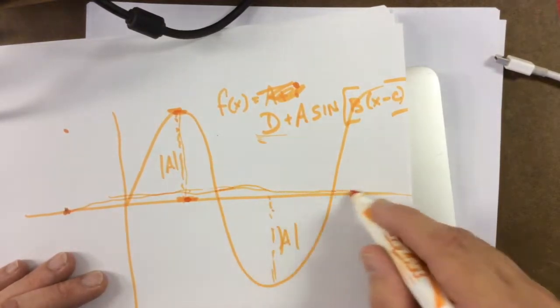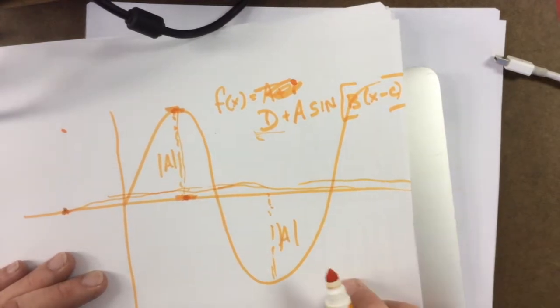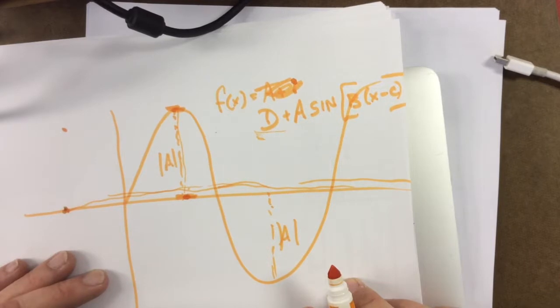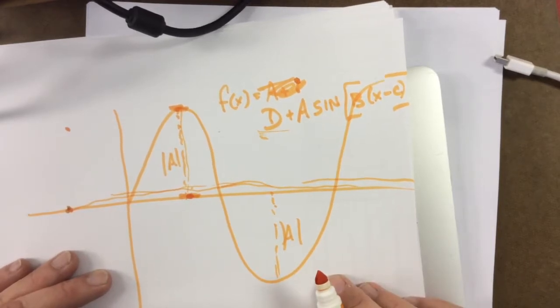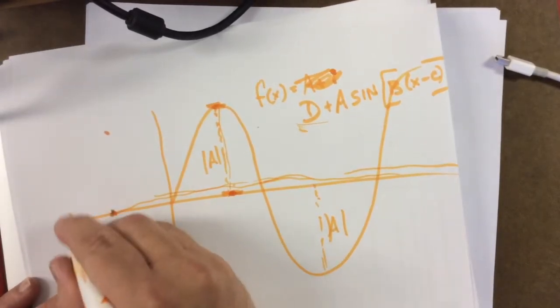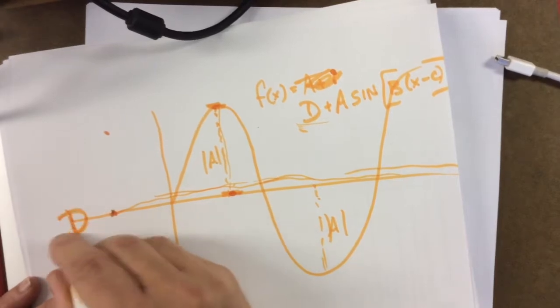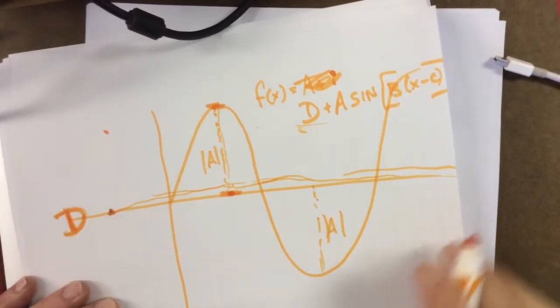Now let's talk about the midline. How would I move the midline? Yeah. Vertical shift, and which one of these letters would do that? D. So in fact, this number right here, whatever this is, that's D.